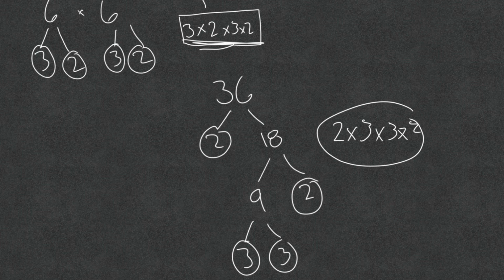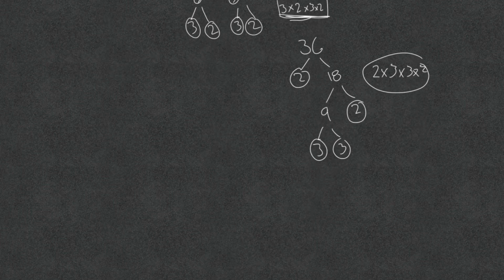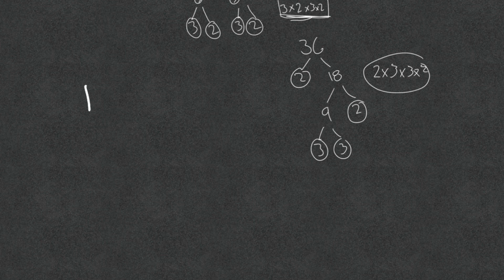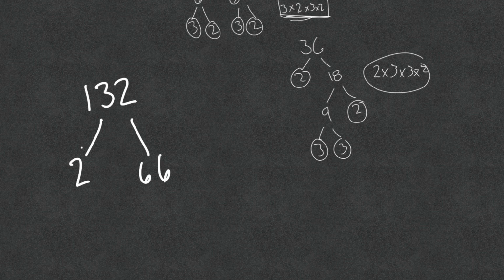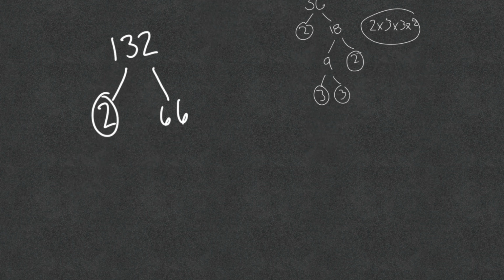Let's do an example with a bigger number now. So if we have the number, let's say 132, it's a bigger number. One trick is if you have an even number, you can always divide that even number by 2. And 2 is a prime number, so that's going to be the end of a branch. So let's put 2 here. We split 132 in half, we're going to get 66. 2 is prime, we can circle that, it's done.